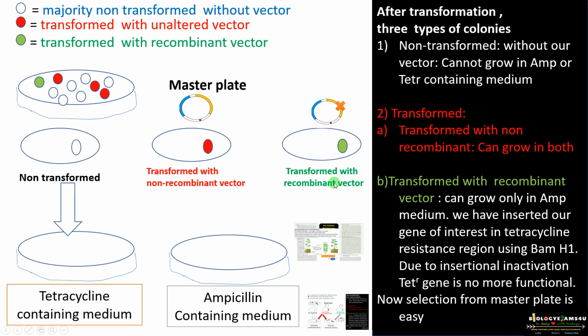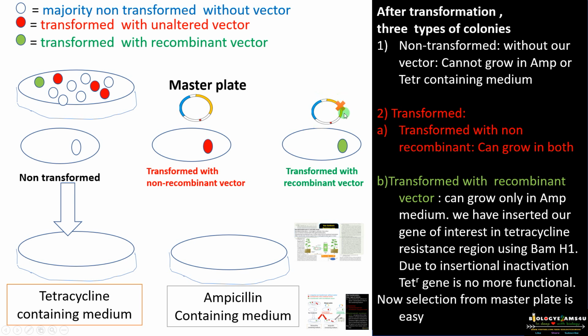The third one, transformed with recombinant vector, can grow only in ampicillin medium as this gene is intact. We have introduced our gene of interest in the tetracycline region, so this gene is no more active. This is inactive. The process is called insertional inactivation: inactivation of a gene upon inserting another gene within the sequence. So the transformed with recombinant vector colonies can grow only in ampicillin medium, cannot grow in tetracycline medium. This is how we select our transformed with recombinant vector colonies.